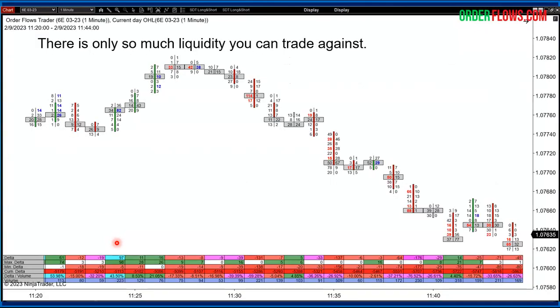Now remember, in markets, there's only so much liquidity at certain times that you can trade against. You sort of start with normal liquidity, then you have times of heavy liquidity and times of light liquidity. So you've got to keep that in mind, because sometimes the markets move and they stop at areas of liquidity. They move very quickly through areas of lack of liquidity.